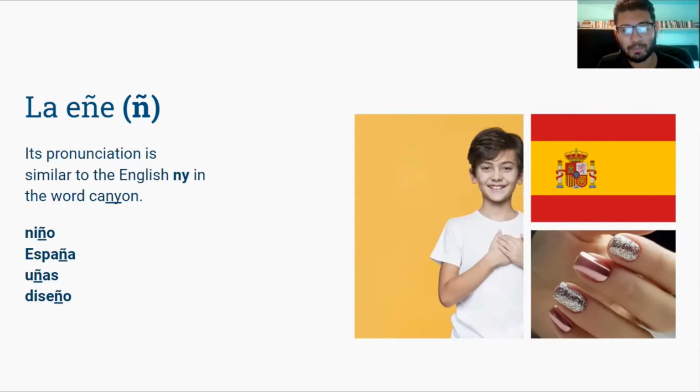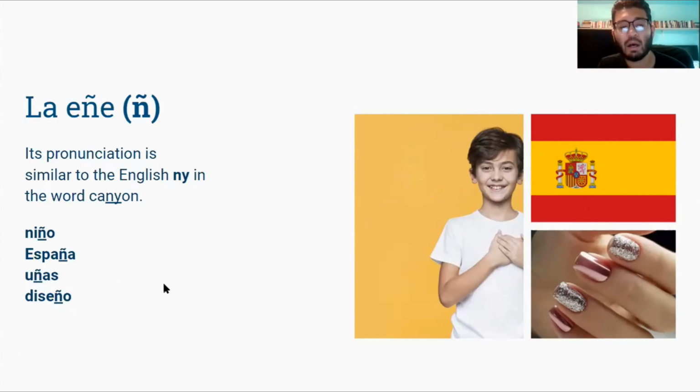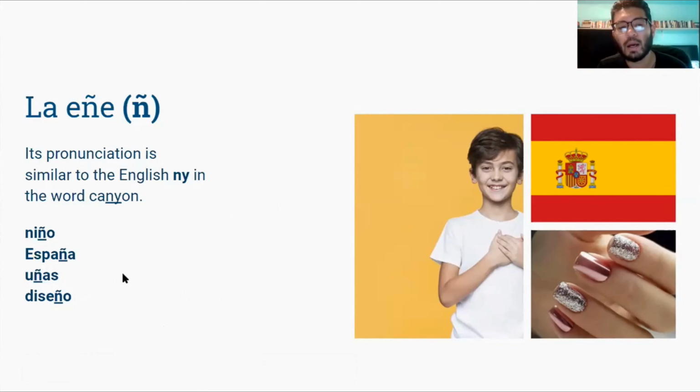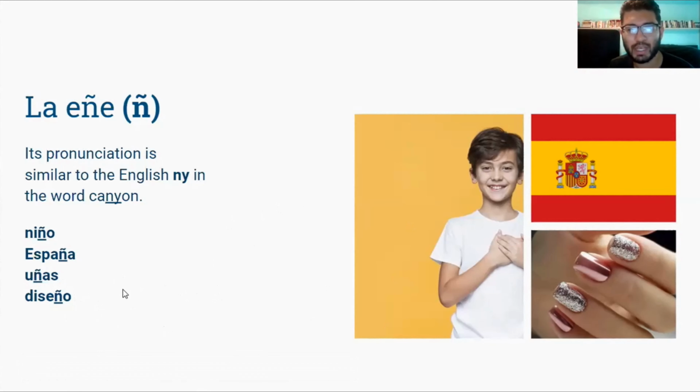España, here's the flag for Spain, España, and uñas or nails. Uñas also has this letter ñ, as well as diseño, which is design. Here we can say un diseño de uñas, so a design for nails. And where we see this letter, we see its pronunciation. Again, not a new sound, but a new letter, no.